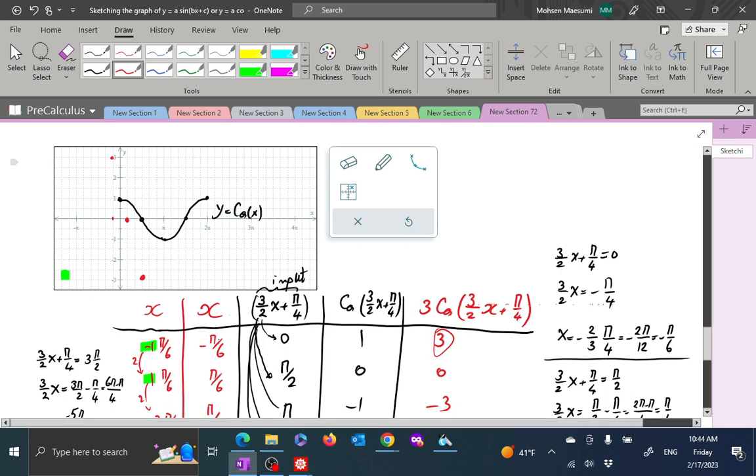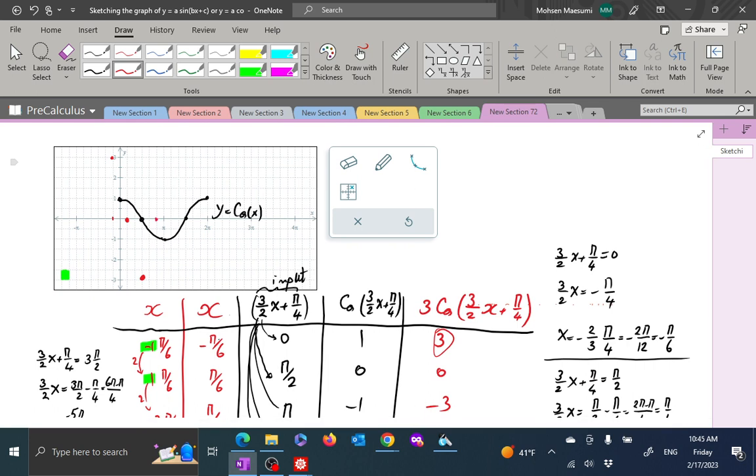Negative 1 is here. 2 more is 3 blocks. 2 more, I'm at block number 5. That's my next crossover point, next intersect. And then I get to 7 pi. So 2 more blocks after that, 7. I go all the way to 7 here. So I start from here, come down, go to 0, go up here. So I'll have y is equal to 3 cosine of 3 half x plus pi over 4.